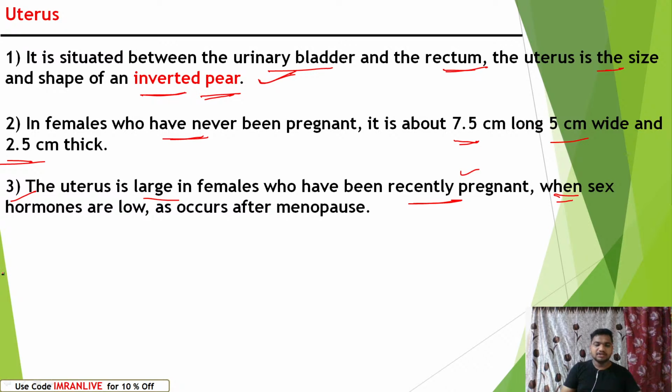The uterus is also affected when the sex hormones are low, as occurs after menopause. Once the menstrual cycle stops, the release of hormones also stops, and then the uterus will change in size.